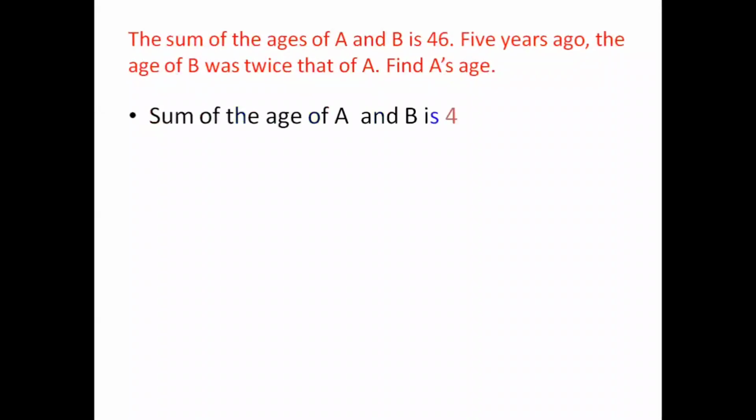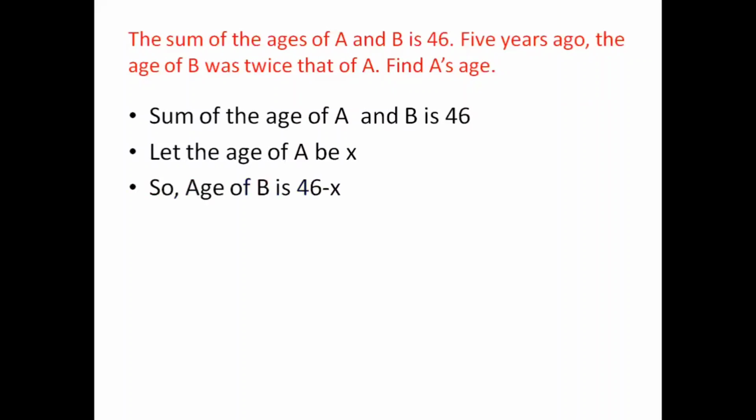So the first condition, that is the sum of the ages of A and B is 46, which is given in this question. So let the age of A be x. We don't know the age of A, so we have assumed the age of A, that is x. So the age of B is 46 minus x, as we know that the sum of the ages of A and B is 46. So suppose A's age is x, then obviously B's age is 46 minus x.